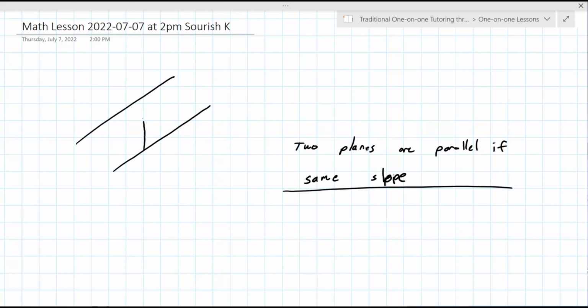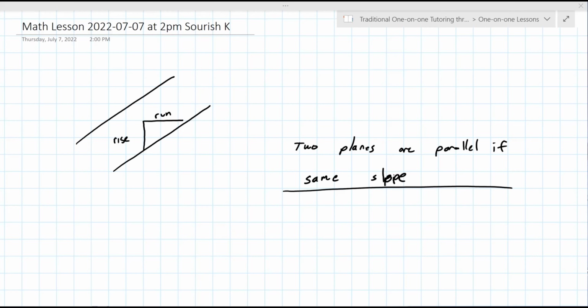slope is rise over run. It is also that equation that we talked about, but they have to have the same slope. If they're just the tiniest bit different, they will eventually intersect. Rise over run. So two lines are parallel with same slope.